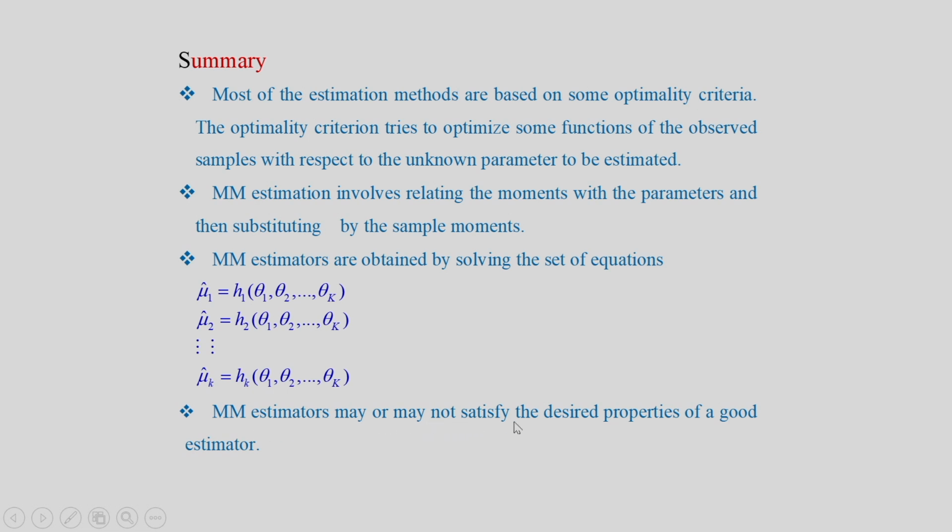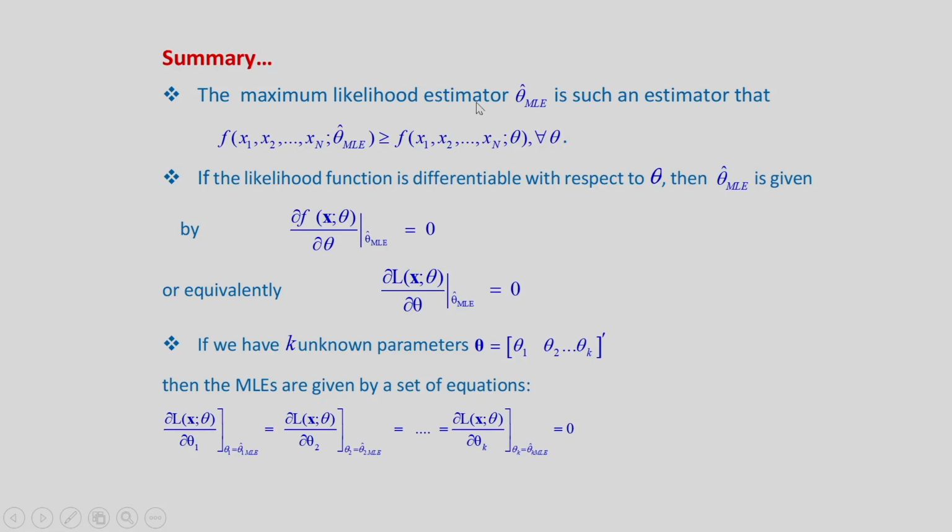Estimators may or may not satisfy the desired properties of a good estimator. Through numerical simulation, we can study the properties of estimators. Then we discussed maximum likelihood estimator. Theta hat MLE is such an estimator that the likelihood function at theta hat MLE is greater than or equal to the likelihood function at any other theta. That is true for all theta. This is the likelihood principle. If the likelihood function is differentiable with respect to theta, then theta hat MLE is given by this relationship, partial derivative of f with respect to theta at theta hat MLE is equal to 0, or equivalently in terms of log likelihood function, del L del theta at theta hat MLE is equal to 0. So, this is the equation we solve to find out the value of theta hat MLE.